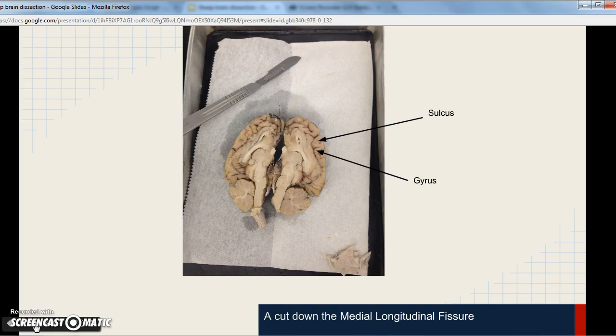The surface of the brain is covered with grooves and bumps. Those bumps are called the sulcus, and the grooves are called the gyrus. Multiple sulcus and gyrus are called sulci and gyri.